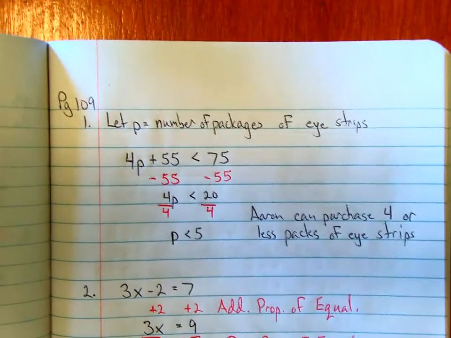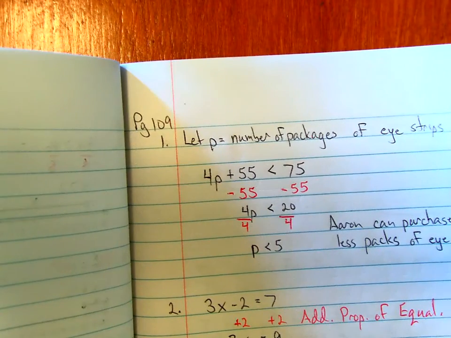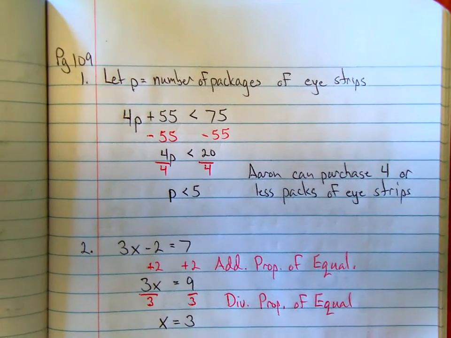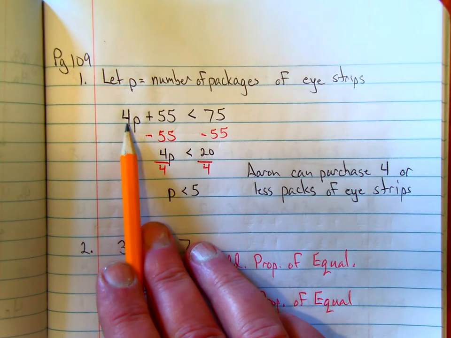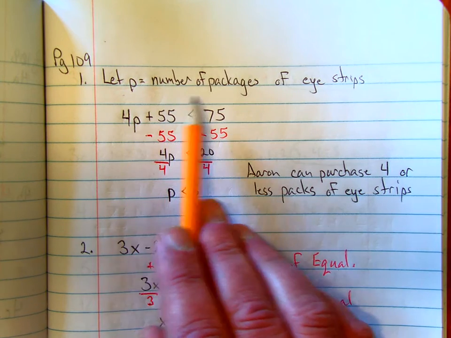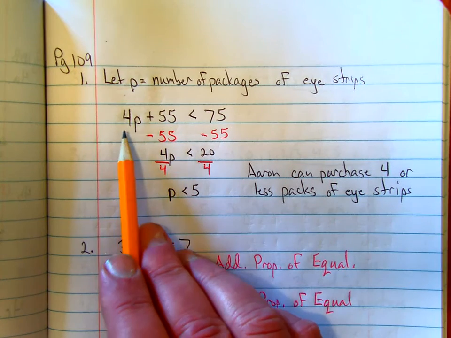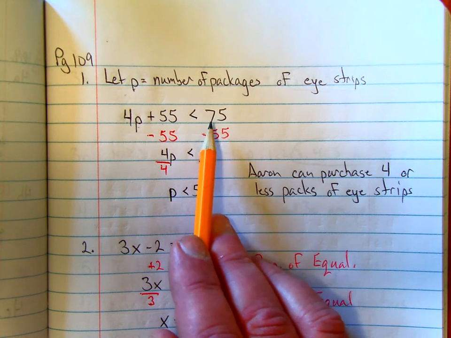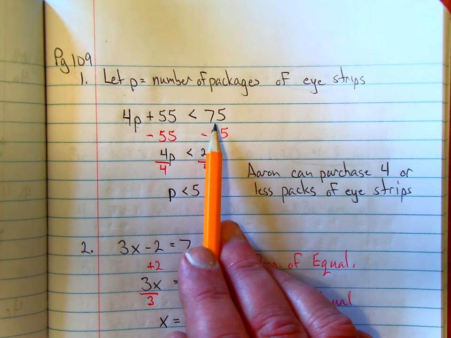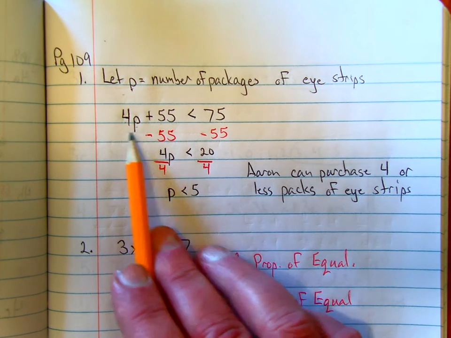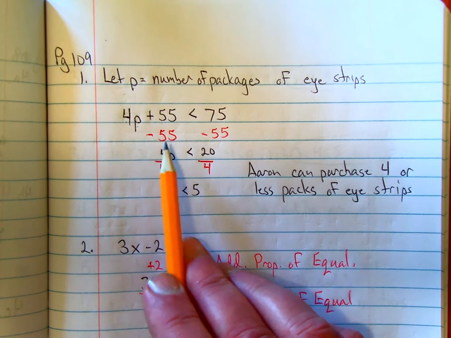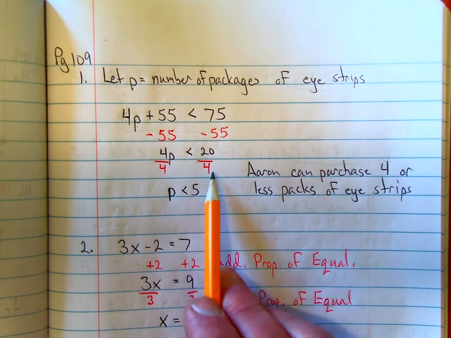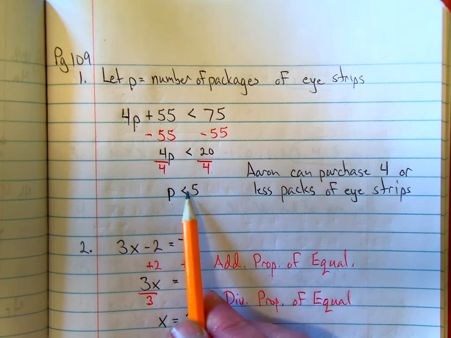On page 109, a word problem where Aaron is buying supplies for football. He wants the eye strips. I said let P be the number of packages of the eye strips. $4 per pack plus the $55 has to be less than $75 if he's going to keep it under $75 and get the cheaper shipping. And we want to find out how many packs he can buy. I subtracted 55 from both sides and got 4 times P less than 20. I divided both sides by +4, and P has to be less than 5.